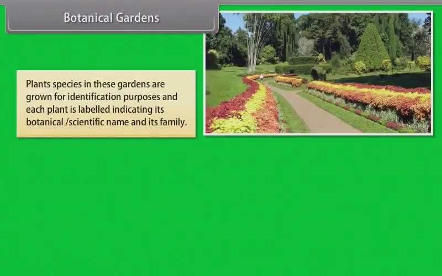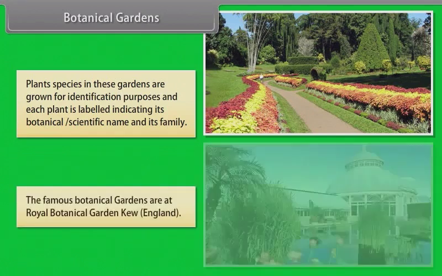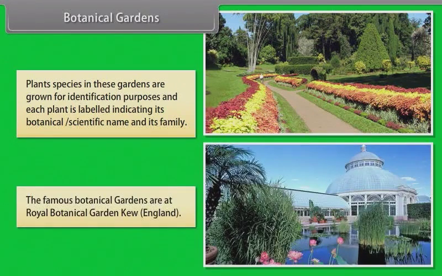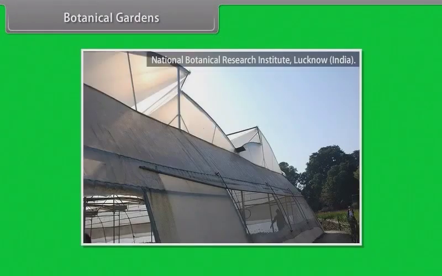Plant species in these gardens are grown for identification purposes, and each plant is labeled indicating its botanical scientific name and its family. The famous botanical gardens are at Royal Botanical Garden, Kew, England. The famous Indian botanical garden is the National Botanical Research Institute, Lucknow, India.